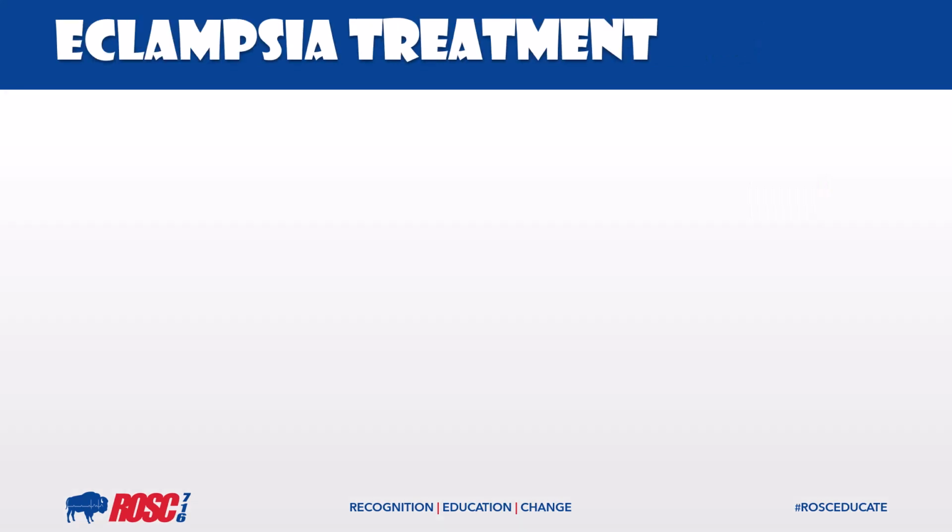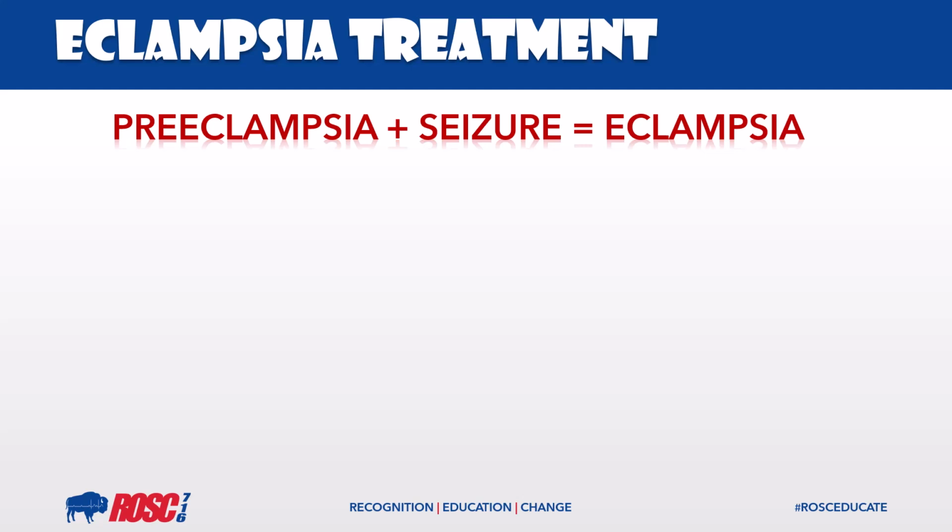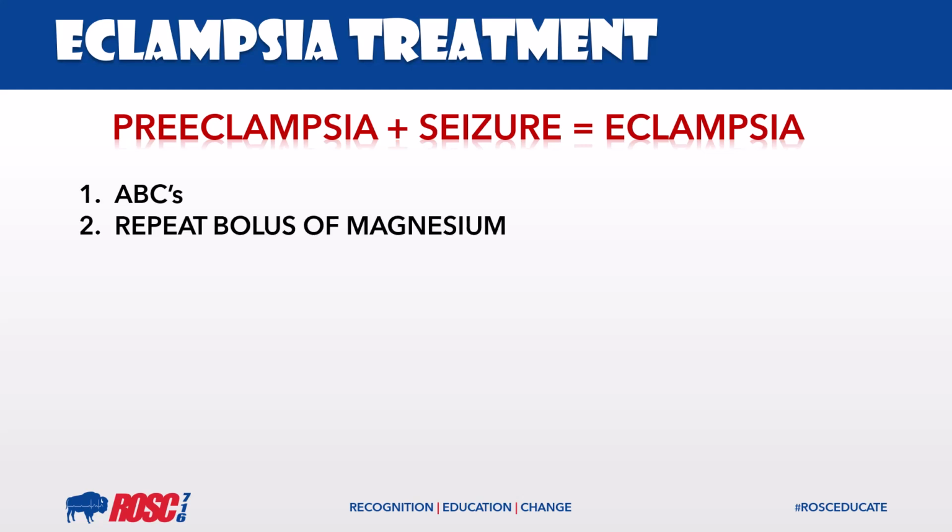Now, how about eclampsia? So first of all, what's the difference between eclampsia and preeclampsia? And that answer is a seizure. So preeclampsia plus a seizure equals eclampsia. So how do we treat this? So first, with any seizure, we treat the ABCs. Then next, remember, we're treating eclampsia, we're treating pregnancy. Instead of reaching for that lorazepam, we're going to repeat a bolus of magnesium, another 4 gram IV bolus.